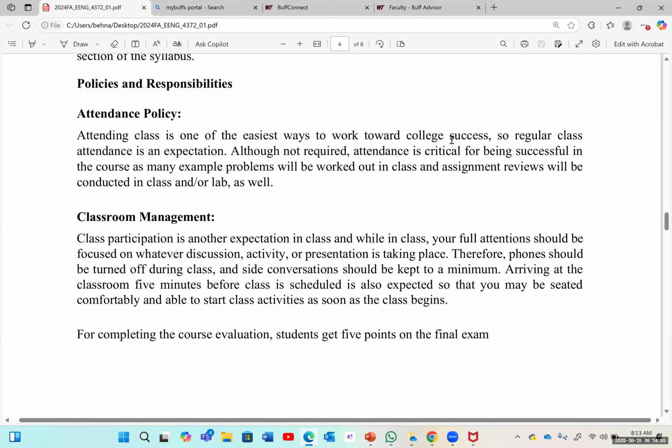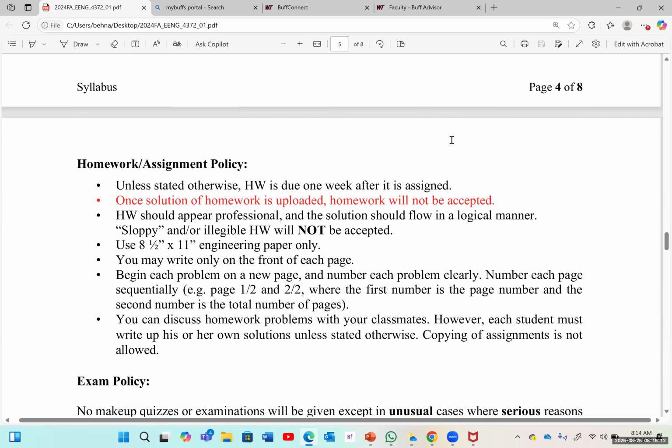Again, attendance is 5%, and I do random attendance for the classes. And if you miss the class, you miss the attendance point and also the quiz. So it's going to be sometimes around 15% of the total grade.